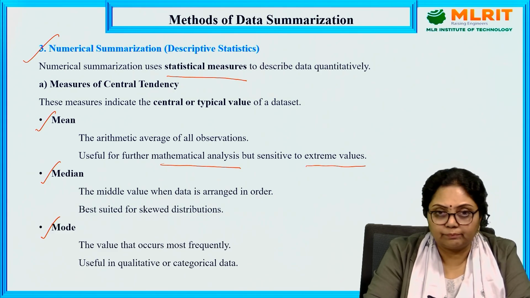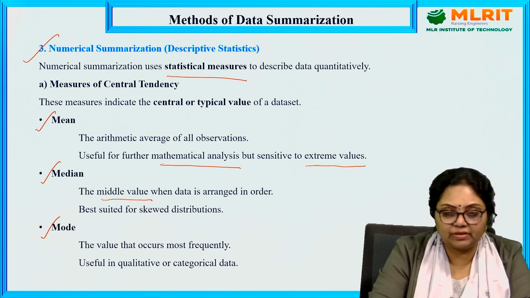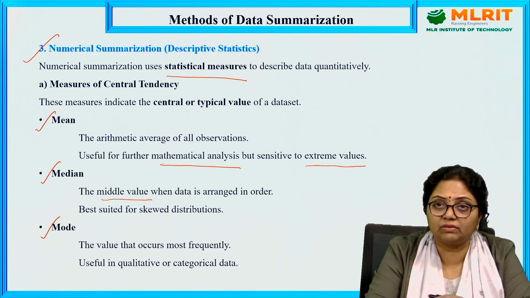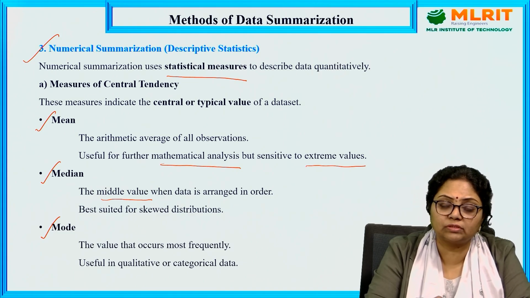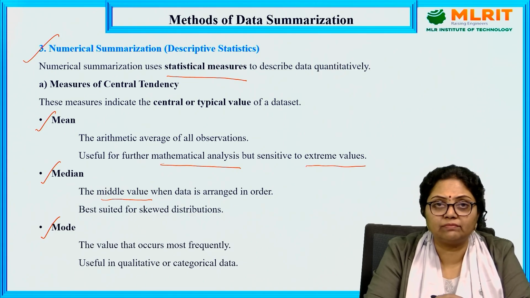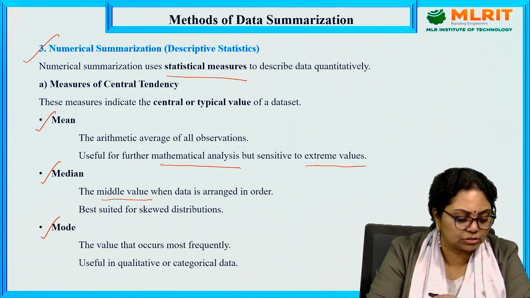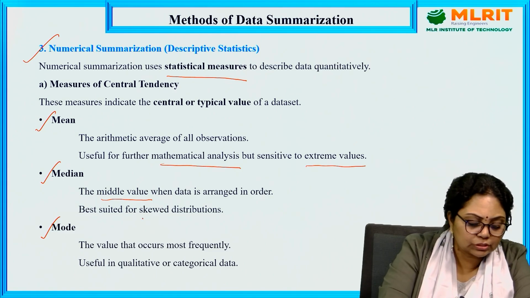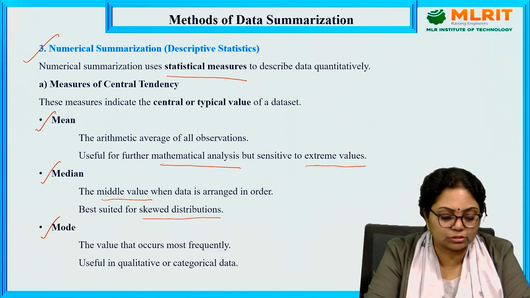Now, median. The median is the middle value when the data is arranged in order. Again, we have different formulae for the median when there is an odd number of observations in the data set, or an even number of observations, which we are going to explore in the forthcoming sessions. Now, this median is best suited for skewed distributions.